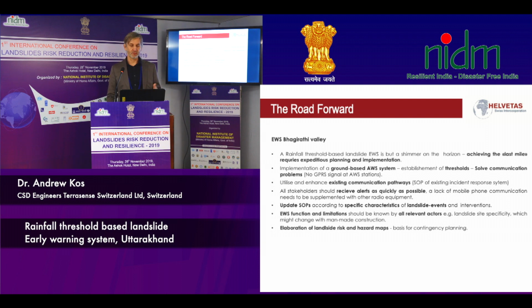All stakeholders need to receive alerts as fast as possible, and this has to be tested. There has to be drills and mock drills and tests before the system goes online. All SOPs need to be updated to ensure the vertical and horizontal coordination between all stakeholders. And all of the functions and limitations of the early warning system or the strategy need to be understood by all the relevant actors.